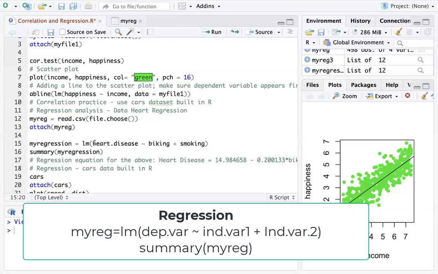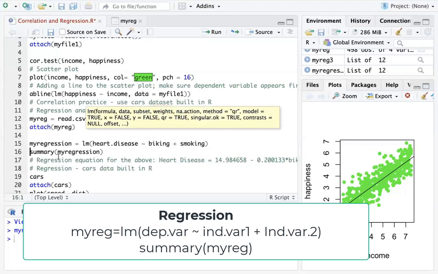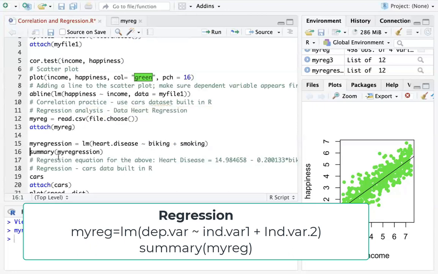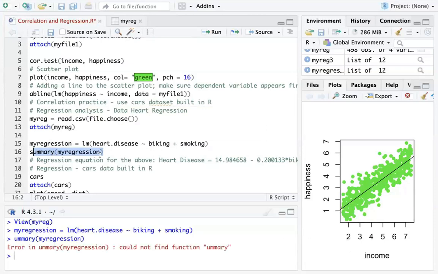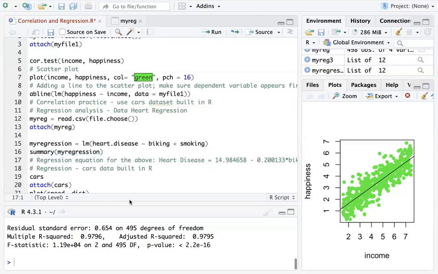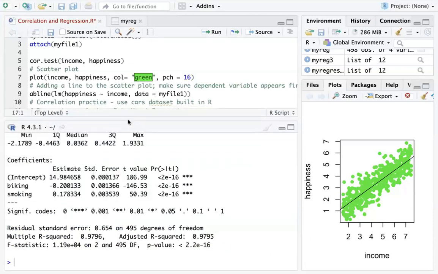Okay, and when I run it, then in the next step I want to see what is in the object that I created, now that the regression has been run. So I will use this command that's called summary(myreg). And if I run it, it gives me these results.